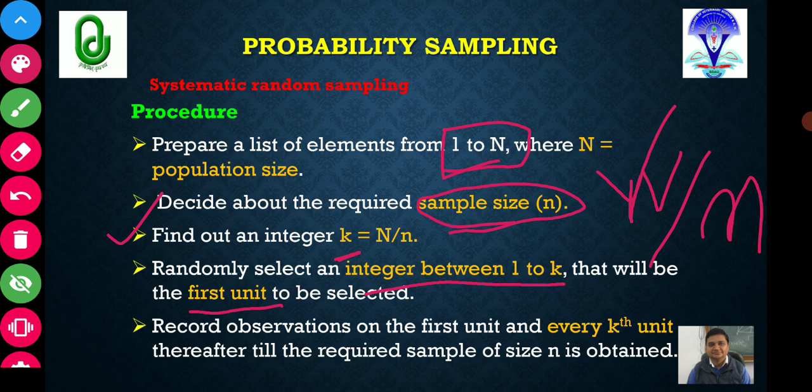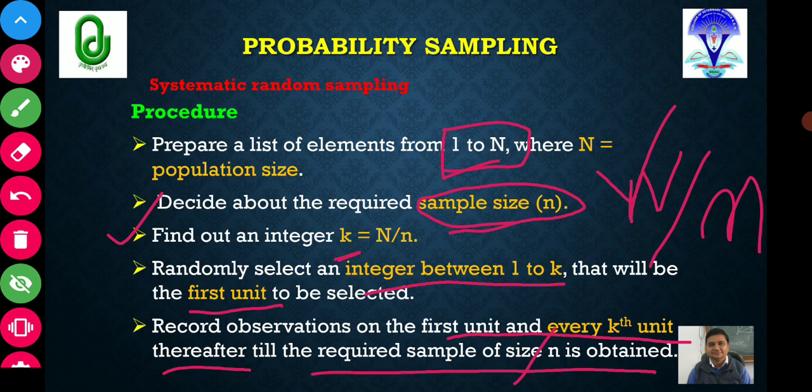Now you have to select the subsequent units after every k interval. So k is 10. The first unit is the fourth item. The second unit will be 4 plus 10, the 14th item. The third unit will be 14 plus 10, the 24th item. The next unit will be 24 plus 10, the 34th item. Like that you have to select the sample, up to 10 samples. So record observation on the first unit and every kth unit thereafter till the required sample size, small n, is obtained.